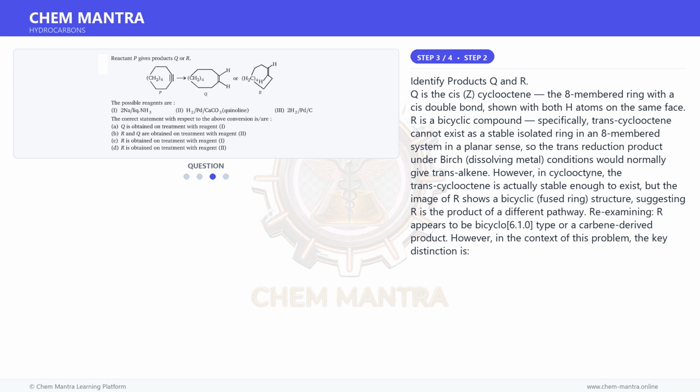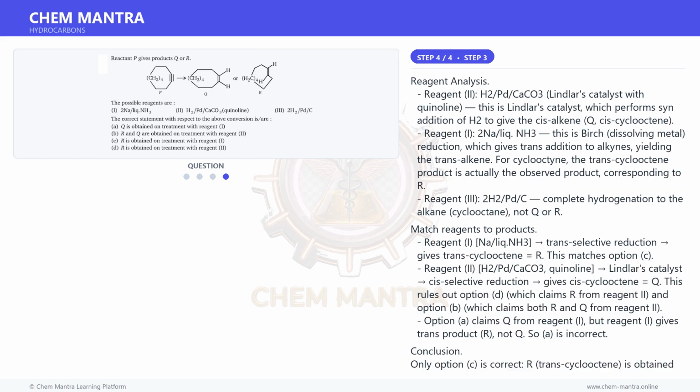Re-examining, R appears to be bicyclo[6.1.0] type or a carbene-derived product. However, in the context of this problem, the key distinction is. And for the final step.